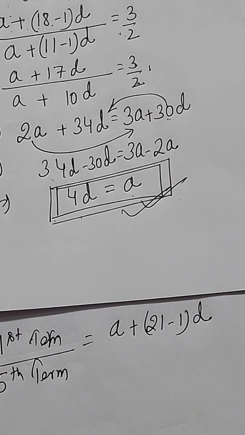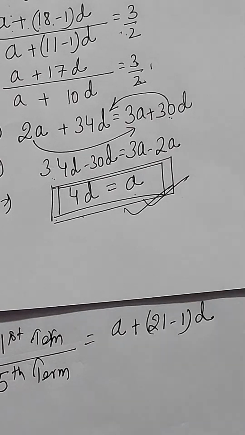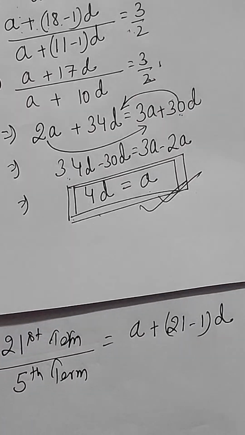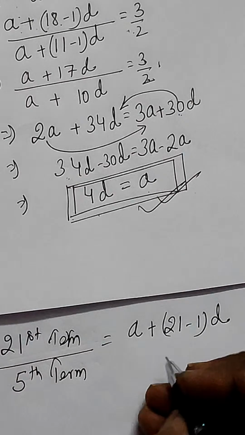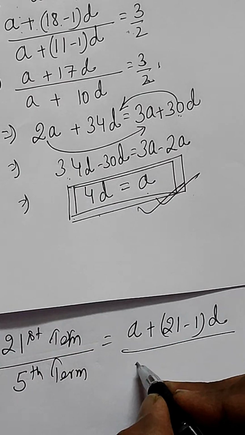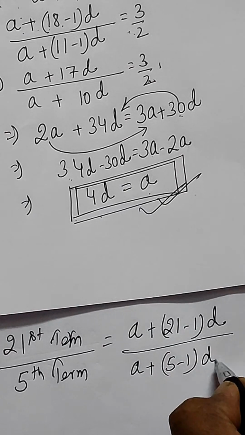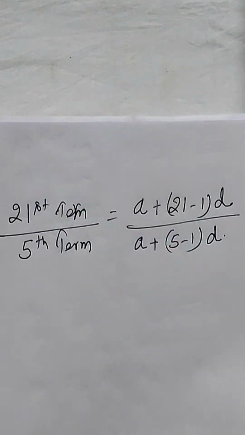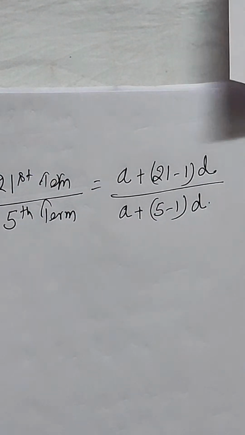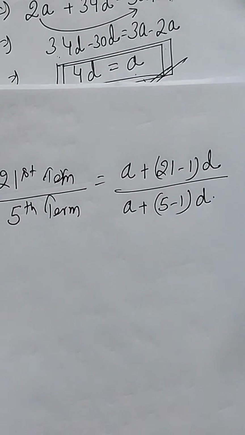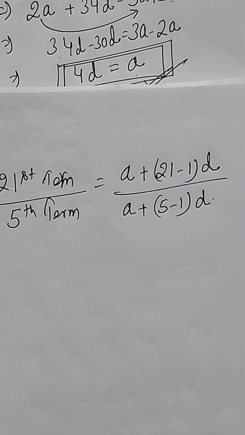And this will be divided by a plus 5 minus 1 into d, right? Now I'm just replacing this page. Now we are left with this status, right?